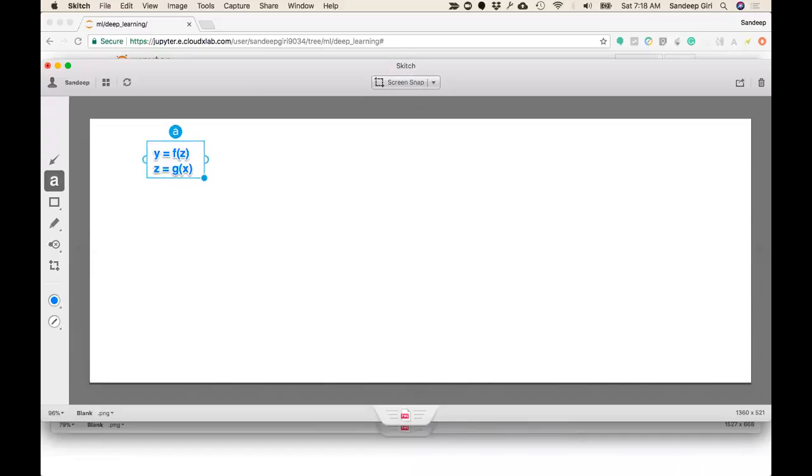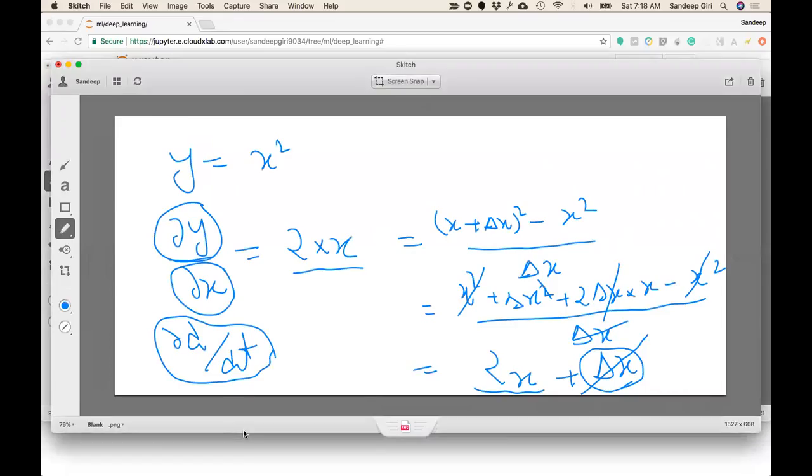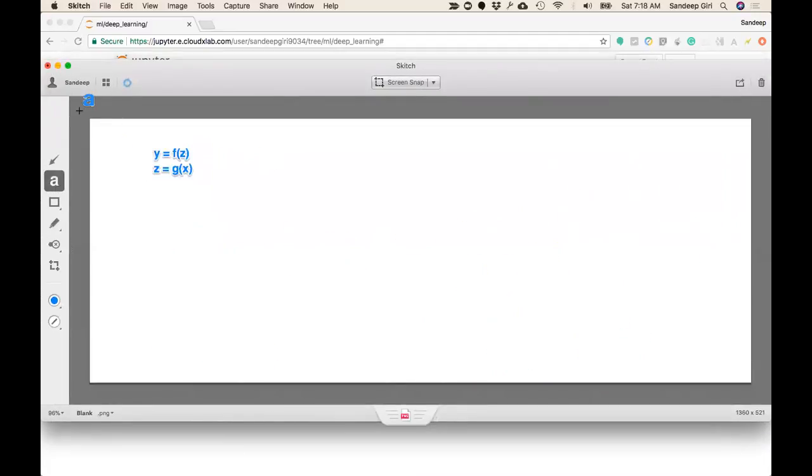A question from Shiva is, how do we derive the differentiation of sin x? That's a good question. Let me also try to recollect.